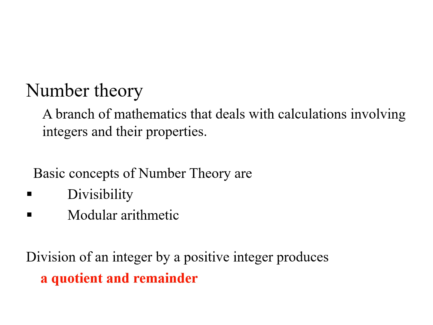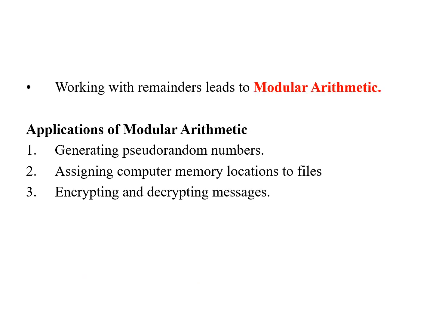When you are dividing a number by a positive number, it produces a quotient and a remainder. When we are interested to work with remainders, that leads to modular arithmetic. Some of the applications of modular arithmetic are generating pseudo-random numbers, assigning computer memory locations to files, and encrypting and decrypting messages. In all these areas, we are applying the concept of modular arithmetic.